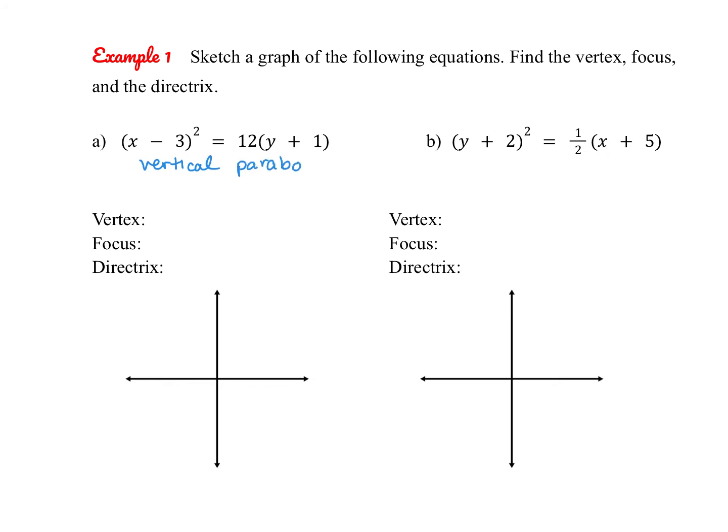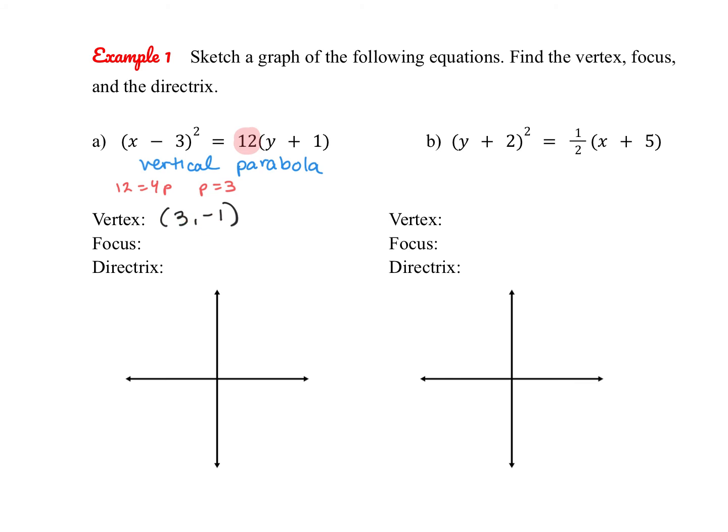And we can see by looking at the equation what our vertex is. Remember, it's always (h, k), and it's opposite for both, so it's going to be at (3, -1). And to find the focus and directrix, we do need to find the p-value. So remember, when it's in this standard form, this number out front is equal to 4p. So we just simply say 12 equals 4p. So that means that p is equal to 3. So we're going to use this p-value to help us find our focus and directrix.